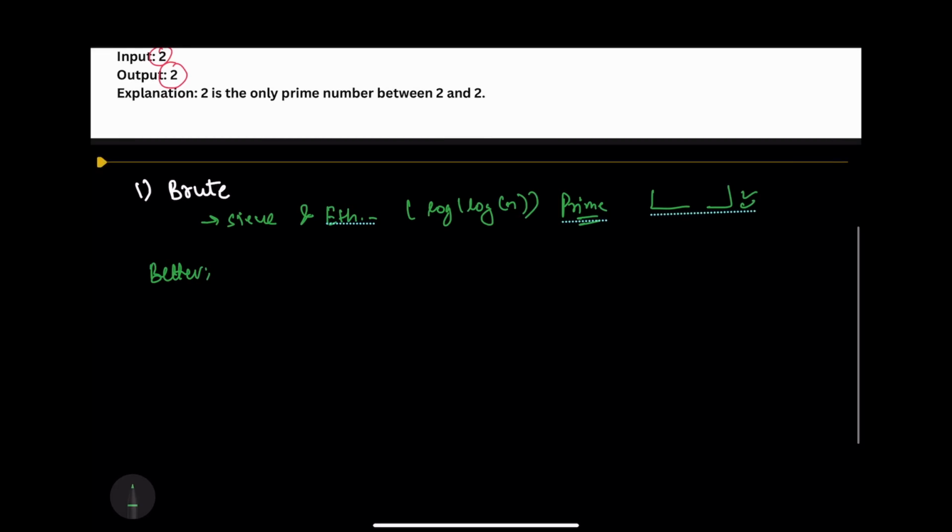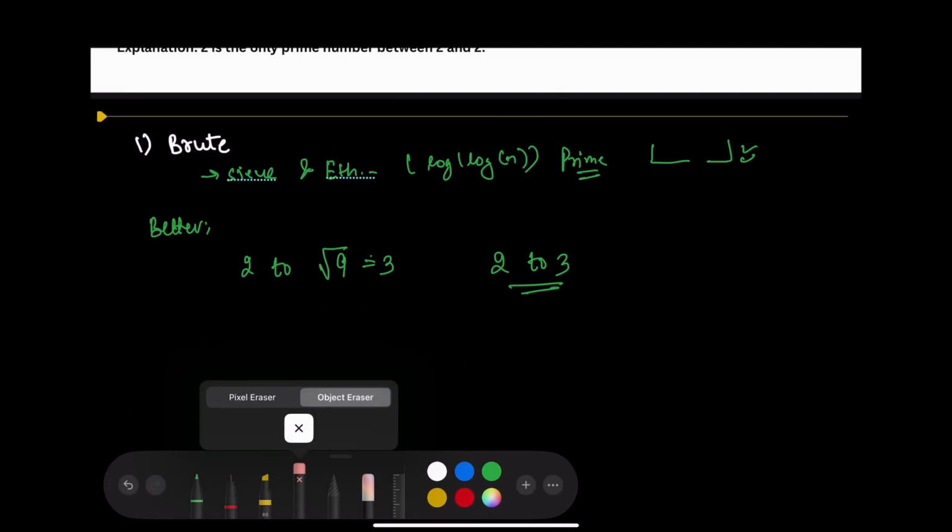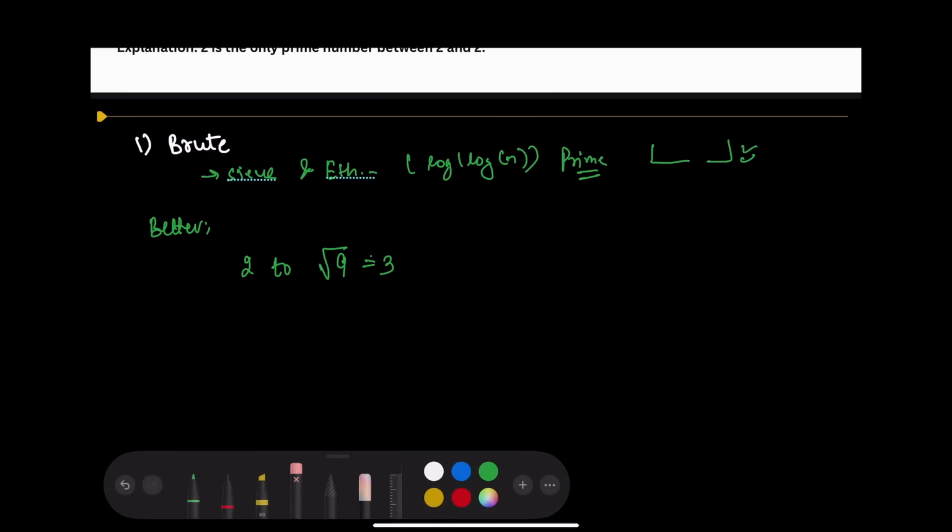But to be on the safer side, I will tell you the better approach. For the better approach, it is very easy, guys. You just need to check the range. You just need to go from 2 to the square root of the given n, let's say it is 9, so square root of 9 is equal to 3. So from 2 to 3, it is typically a very small range.